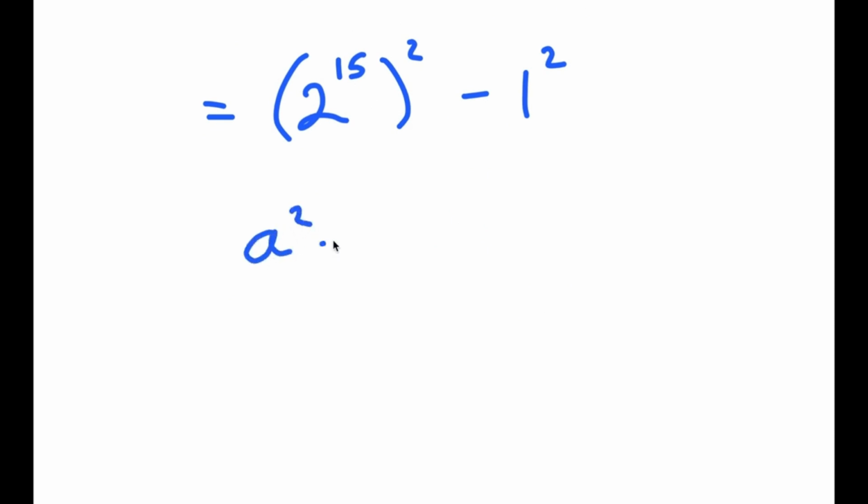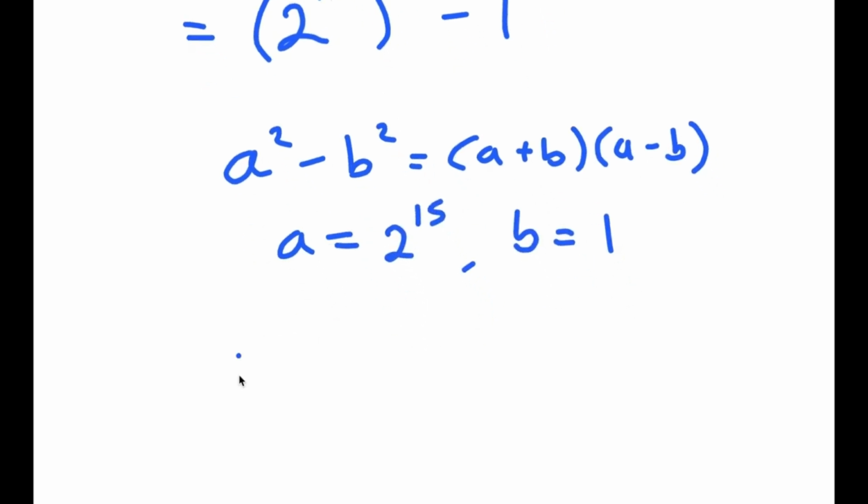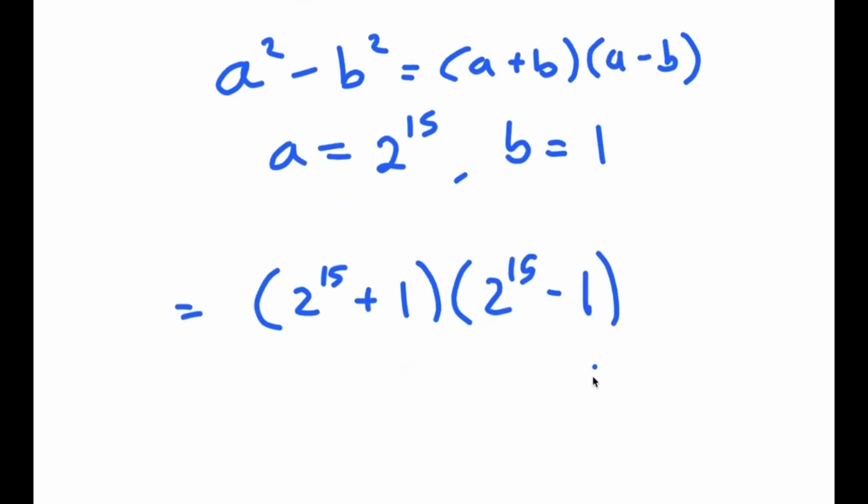Now if I have something in the form a squared minus b squared, this is equal to a plus b times a minus b. So in this case, a is 2 to the power of 15, and b is 1. So now I have 2 to the power of 15 plus 1 times 2 to the power of 15 minus 1.